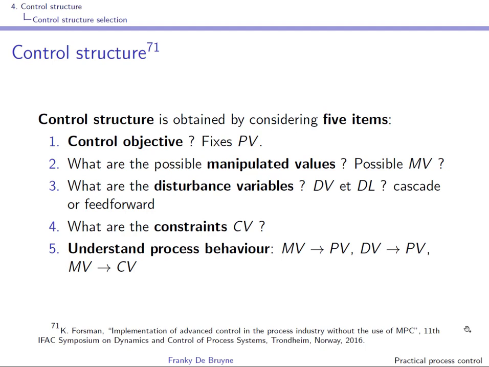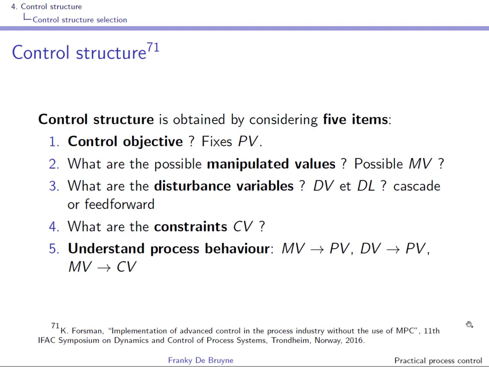The methodology to construct the control structure is obtained by considering 5 items, as you can see on the screen, and this will work for very simple processes but also for more complicated processes. The first thing that you have to do is to look at the control objective, and by looking at the control objective, you will fix a list of possible PVs, right? And we will see later on in the course how you can select the appropriate PV. Once the PV is fixed, you can look at the possible manipulated values that can influence the PV that you've chosen, and most probably you'll come up with a list of possible MVs.